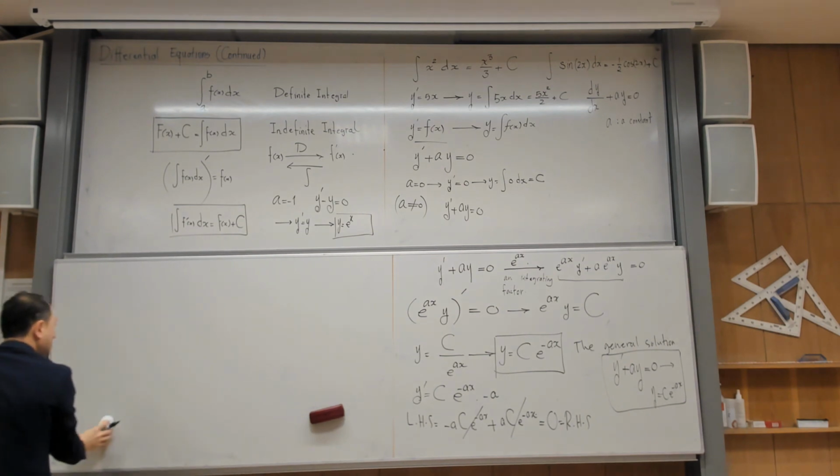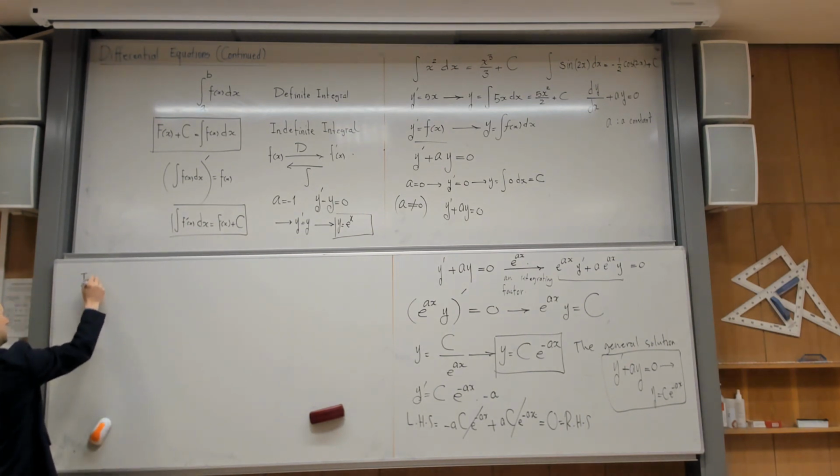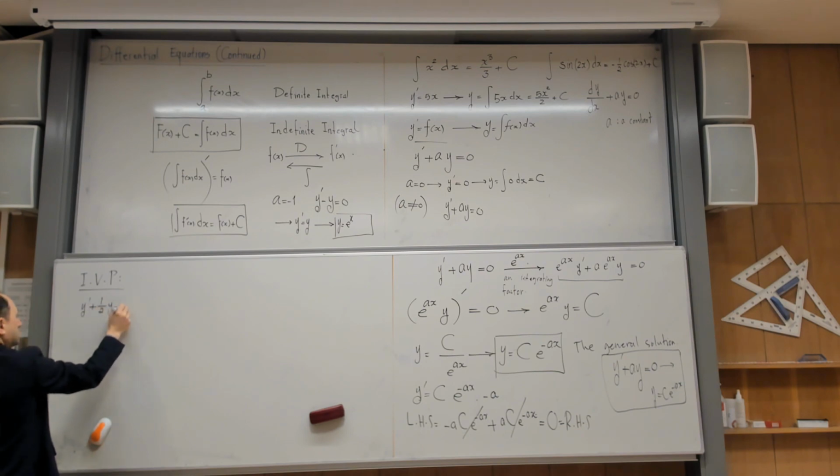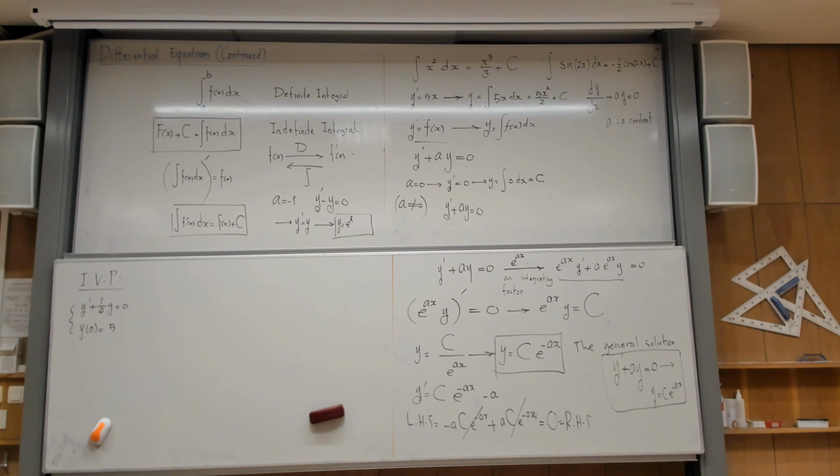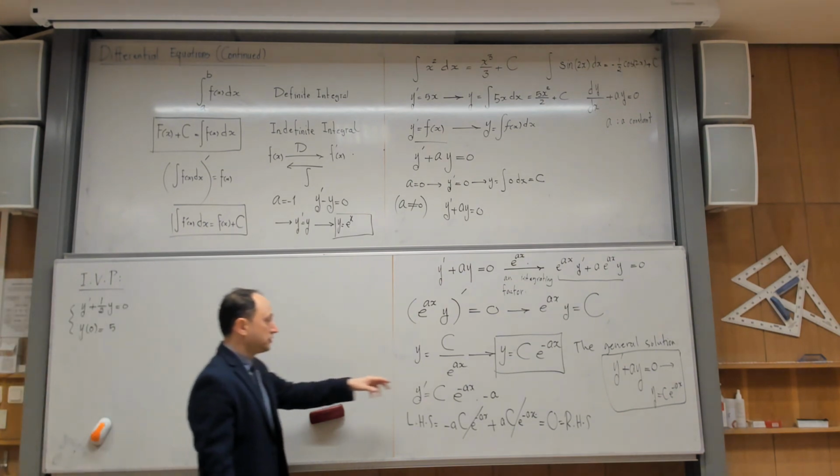For example, if I ask you to solve this initial value problem: y prime plus 1/2 y equals 0, and y of 0 is supposed to be 5. What is an initial value problem? It is a differential equation together with one or more extra conditions at some points. These initial conditions are given to you because you are supposed to find this constant c.